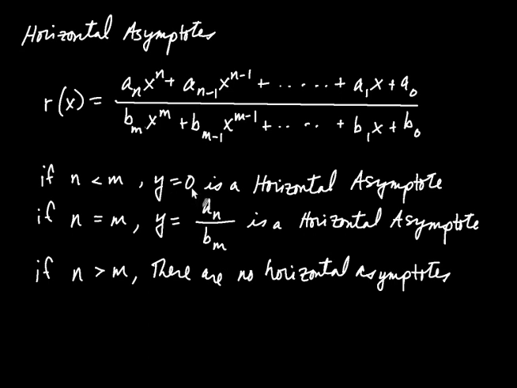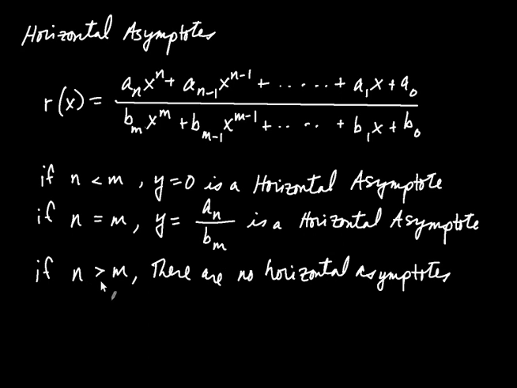What happens if n and m are the same, if they tie? Well, that's the case that we talked about in the previous page. If these tie, if they're both 2 or if they're both 3, then y equals the quotient of the lead coefficients is a horizontal asymptote. So at the end of the day, it's this coefficient divided by that coefficient. Y equals that quotient is your horizontal asymptote.